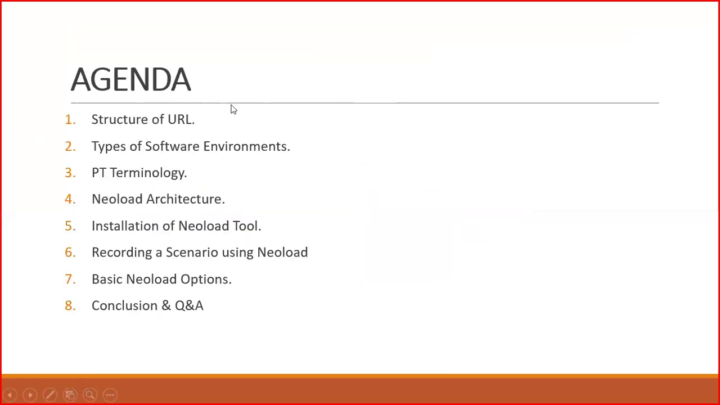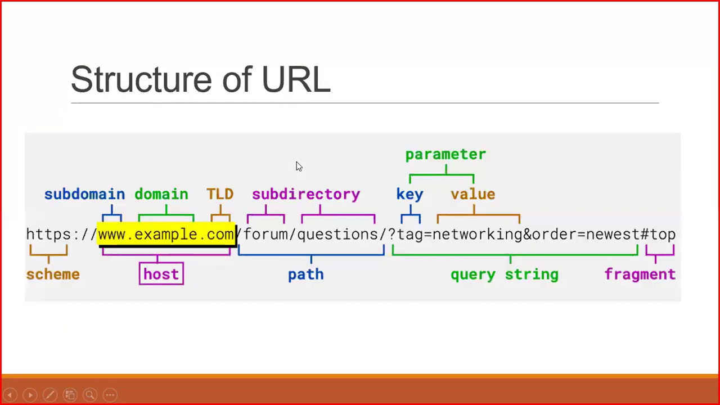So today's agenda: I'm going to start with the structure of a URL, and I'll give a high level view. I'll show you the diagram, and then we'll discuss types of software environments, and then some basic PT terminology, and immediately we'll jump into the Neoload architecture, and we'll try to install the Neoload tool, and we are going to record a scenario using Neoload. So these things we'll discuss in today's session. Coming to the structure of a URL, this is what it looks like.